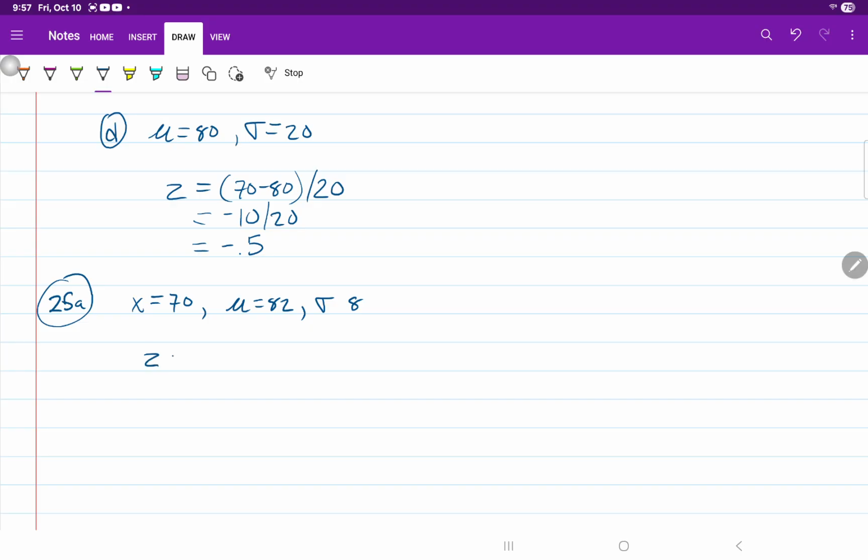So z is going to equal what? It's going to equal your raw score minus the class mean divided by the standard deviation. Okay? So that's going to give us here, this is negative 12 divided by the standard deviation, gives you a z-score of negative 1.5.